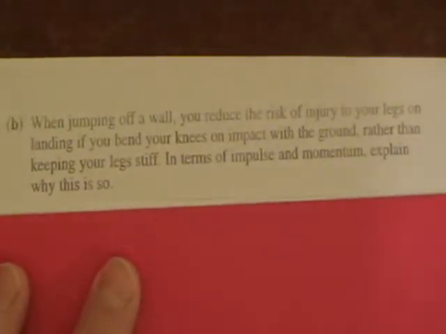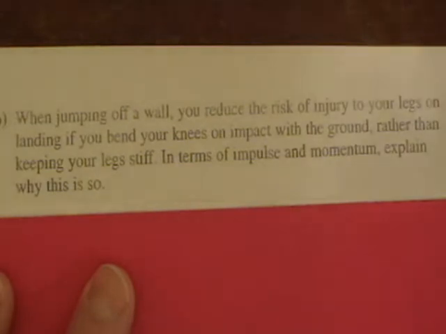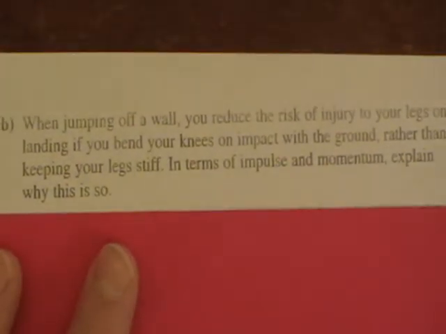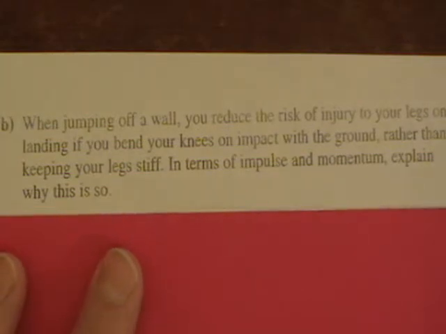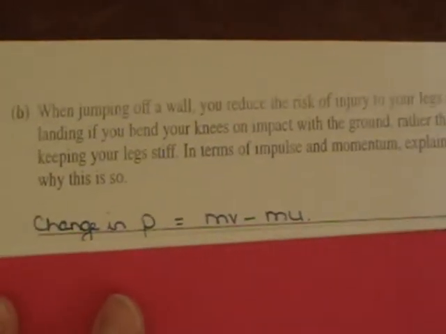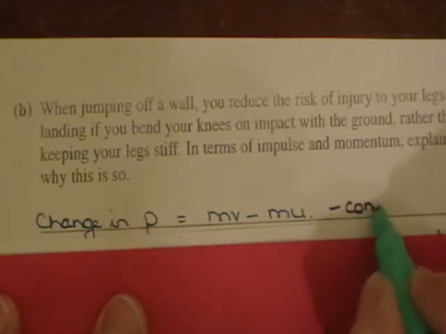Part B. When jumping off a wall, you reduce the risk of injury to your legs on landing if you bend your knees on impact with the ground rather than keeping your legs stiff. In terms of impulse and momentum, explain why this is so. And of course, the reason is if you bend your legs, you're lengthening the time that the force is acting on you. And the whole idea is that because you're going from a speed of whatever you hit the ground with to a speed of 0, then the change in momentum has to be constant no matter what you do with your legs.